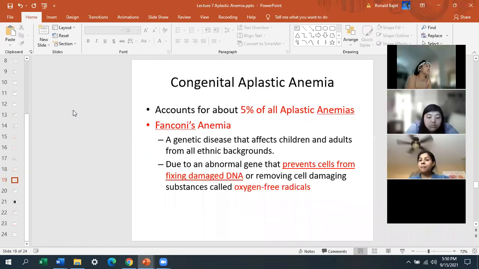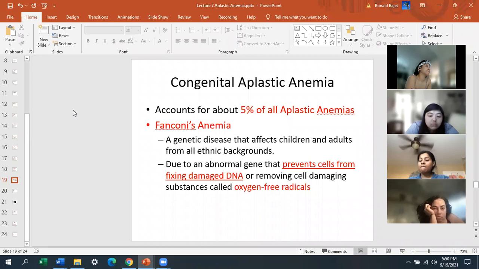All right, now finally, the congenital aplastic anemia. And the congenital aplastic anemia accounts for about 5% of all aplastic anemias. And the anemia is called Fanconi's anemia. And Fanconi's anemia, it's a pretty sad disease. It's a genetic disease that affects children and adults from all ethnic backgrounds. So it affects everybody, okay?